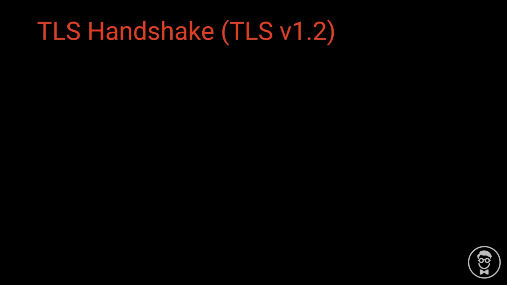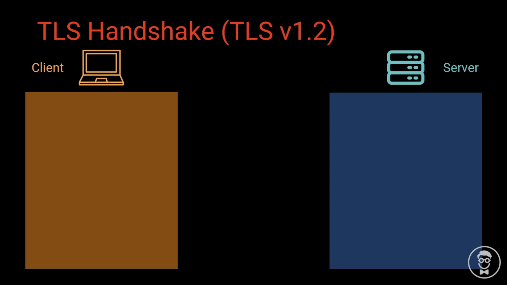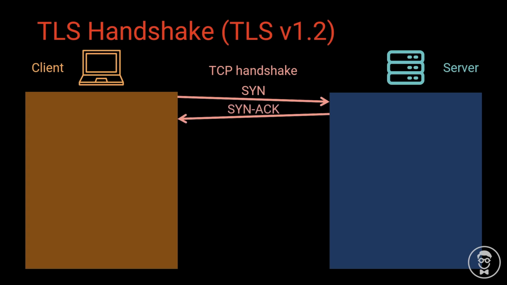To establish a secure connection using TLS, a special handshake process must occur between the client and the server. As the TLS handshake is done over TCP, the client and server must first set up a TCP connection using the basic underlying three-way handshake. The client sends the server a SYN, or synchronized packet, to request a connection. The server responds with the SYN-ACK, or synchronized acknowledge packet, and finally the client sends an ACK, or acknowledge packet, which completes the TCP handshake.